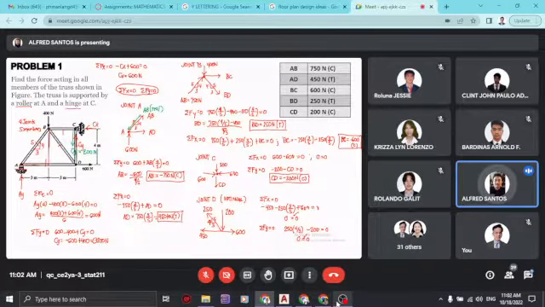Ano, may tanong? Wala. Wala naman tanong so far.